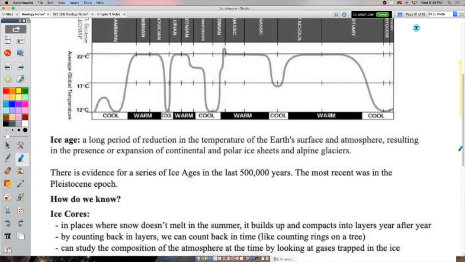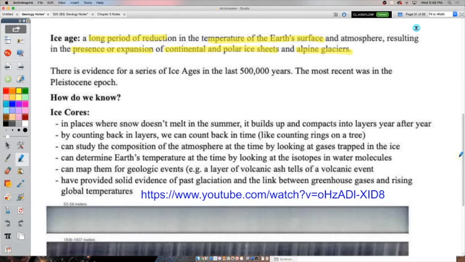For the Earth to be in an ice age, okay, what has to happen? Obviously, it's a long period of reduction in the temperature of the Earth's surface and atmosphere, okay? But what makes it an ice age and not just a cold winter? Well, it's the presence or expansion of continental and polar ice sheets and alpine glaciers. In other words, there's widespread glaciation. There's glaciation in places we usually wouldn't get it, right? We'd always expect to have it at the North and the South poles. However, this is talking about ice sheets farther south or farther north than you would usually expect them. That's what makes something an ice age. The most recent ice age we've been in ended about 10,000 years ago.